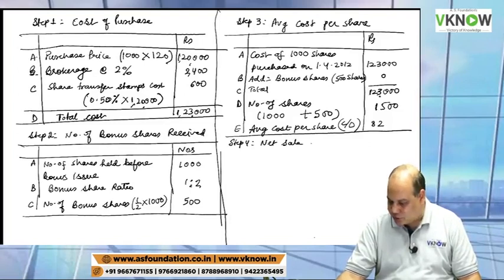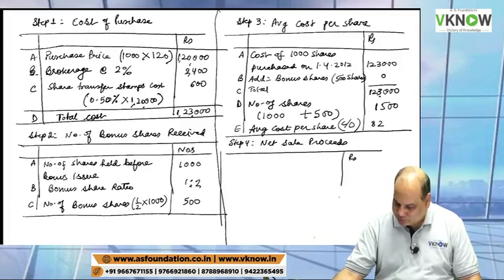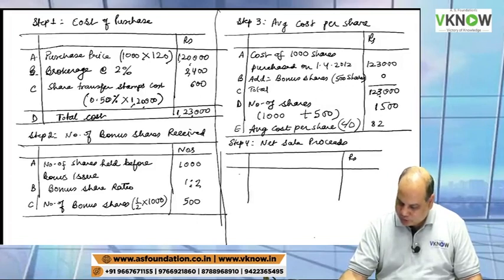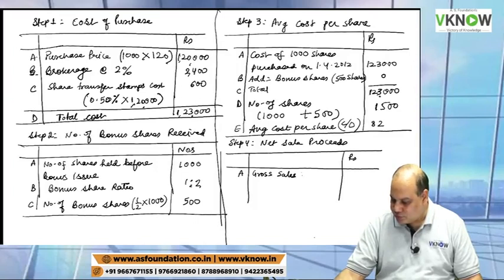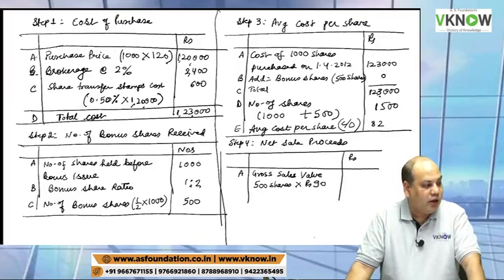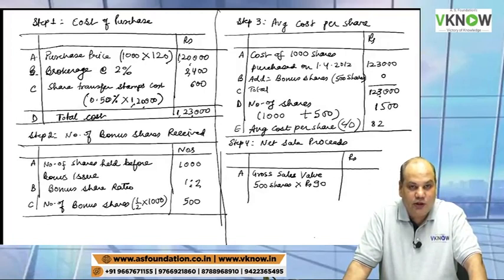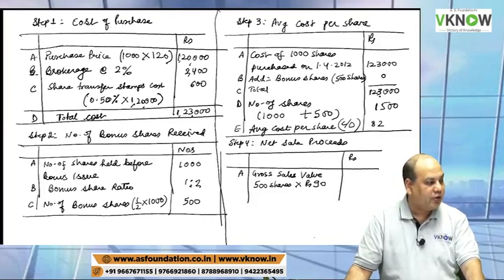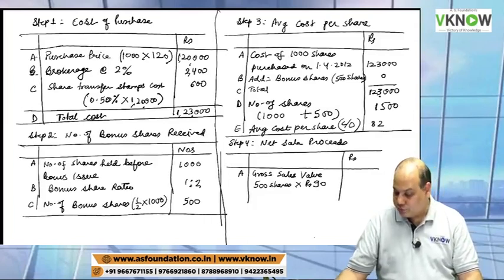Step number 4. Net sale proceeds. Point number A, write down. First, you write down gross sales value. 500 shares sold at rupees 90. Why 90? Because we'll take the market price after bonus issue. Shares were sold after the bonus issue.